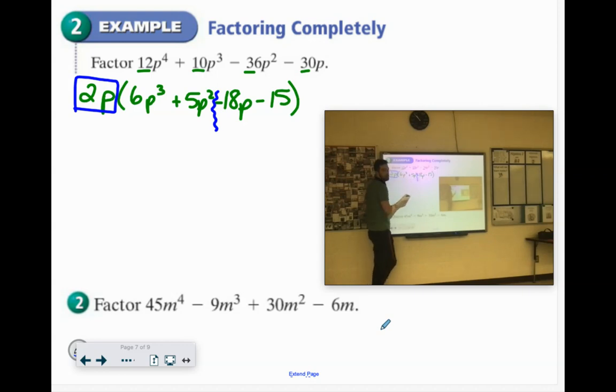6p to the third, 5p to the second. All they have in common is p squared. P squared times 6p is 6p to the third. P squared times 5 is 5p squared.